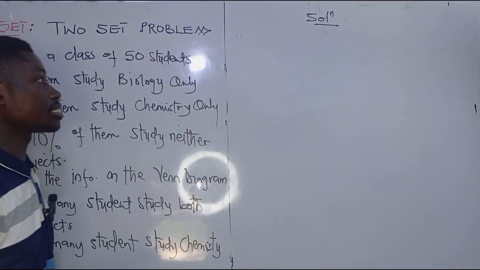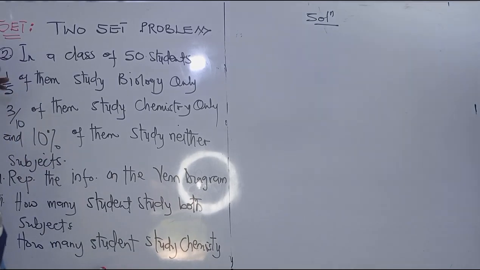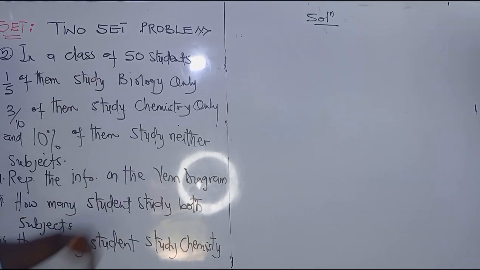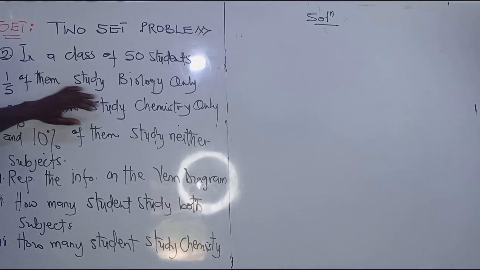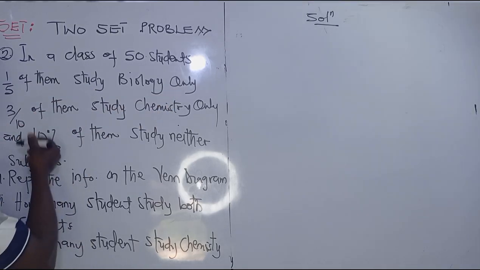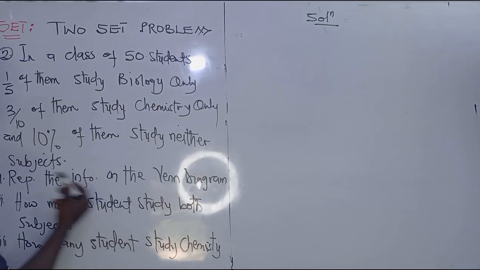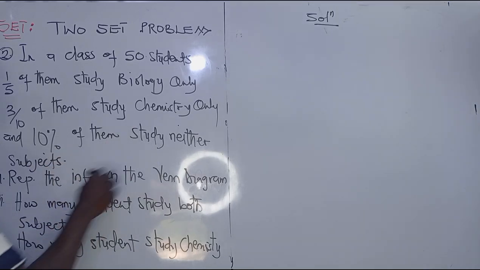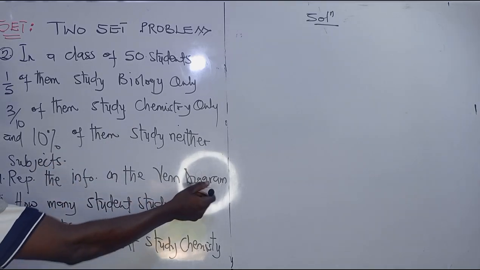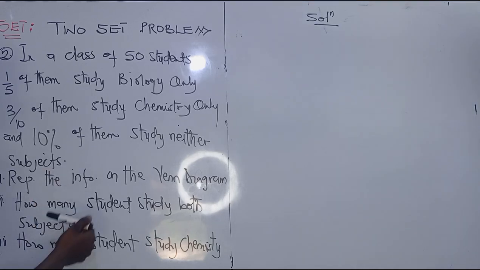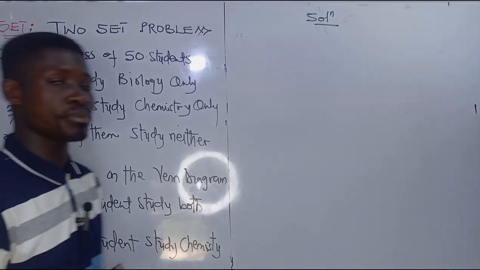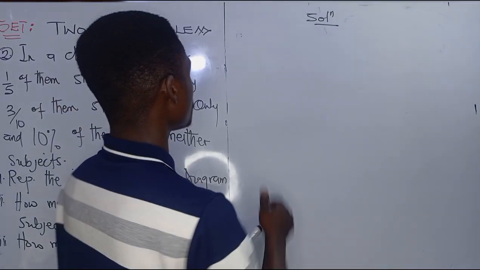So we have our second example. It reads, or let's read it together. In a class of 50 students, 1 over 5 of them study biology only, 3 over 5 of them study chemistry only, and 10% of them study neither subject. We have to represent the information on the Venn diagram. How many students study both subjects, and then how many students study chemistry. So this is our second example.